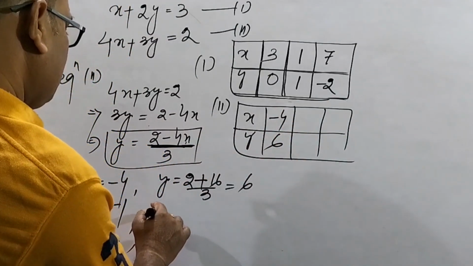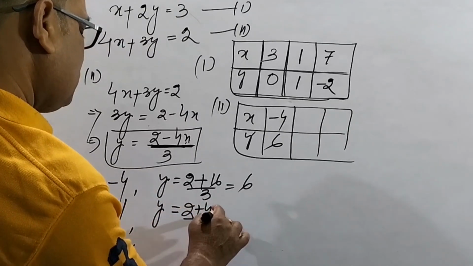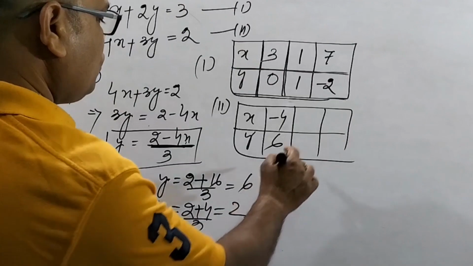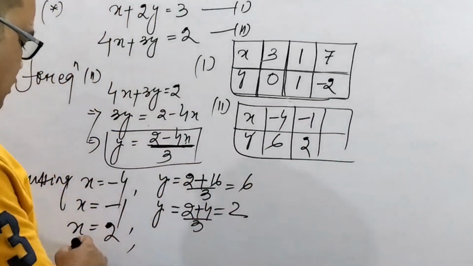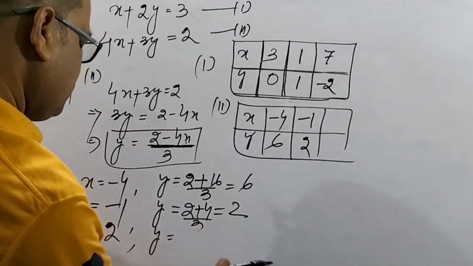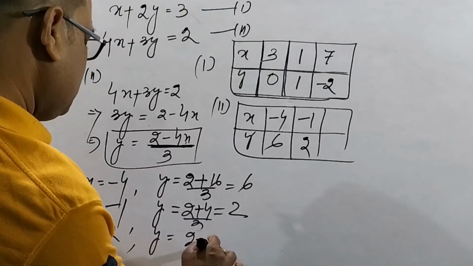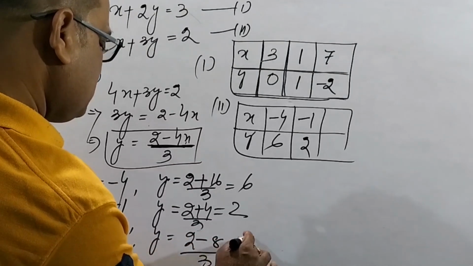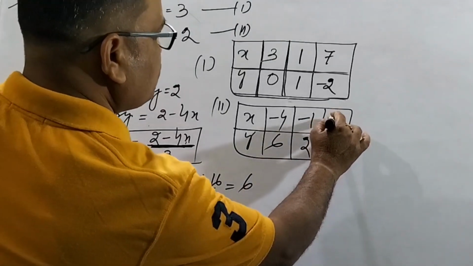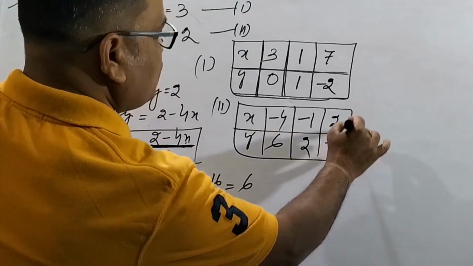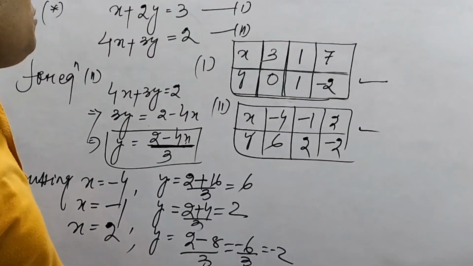If x is minus 1, y will be (2 plus 4) by 3. This is 2. Minus 1, 2. If x equals 2, y will be (2 minus 8) by 3. This is minus 6 by 3. This is minus 2. 2, minus 2. These are the coordinates you got in order to construct two lines.